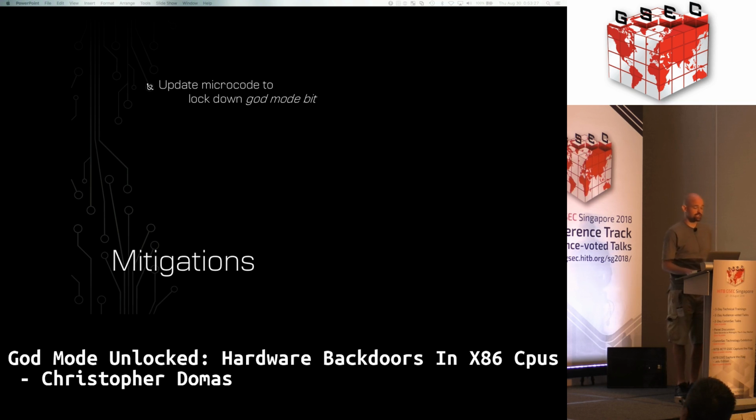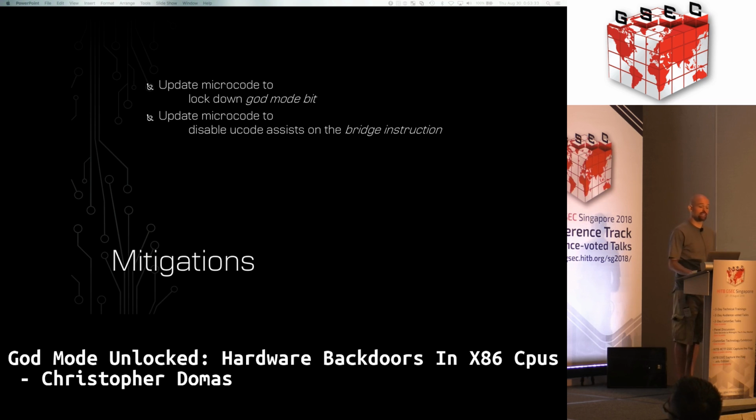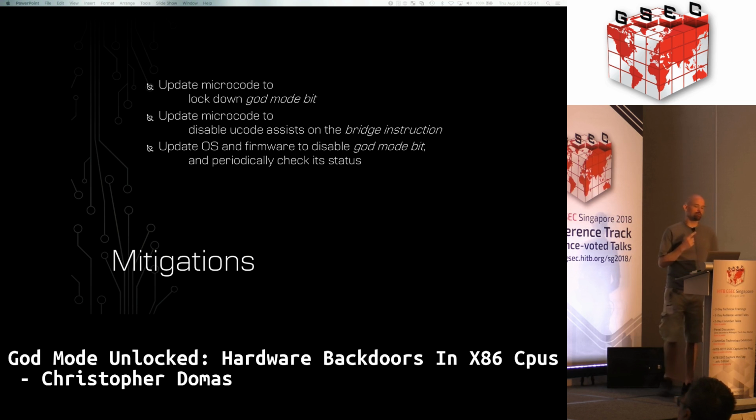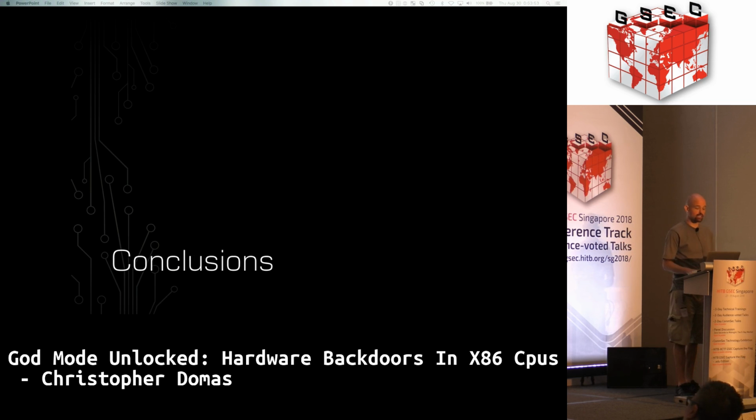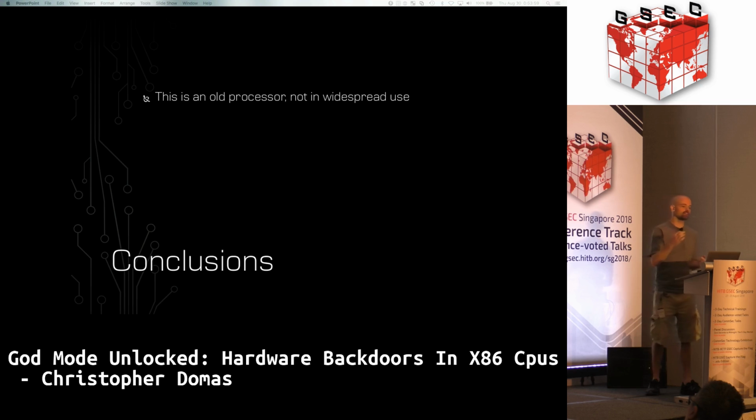There are some mitigations we could consider for something like this. You could try to update the microcode on the system to lock down that God mode bit so that it wasn't active by default. You could update the microcode to disable ucode assists on the bridge instruction so that you couldn't send commands over to the deeply embedded core. Updating microcode is kind of cumbersome and not necessarily the best solution. It could also be possible to update your operating system and firmware to disable this God mode bit and then periodically check it to make sure nobody's activated it. But at the end of the day, those are probably not necessary. This is a very old processor, and it was never in very widespread use, at least not in computers or things like PCs and laptops. It's not terribly common.